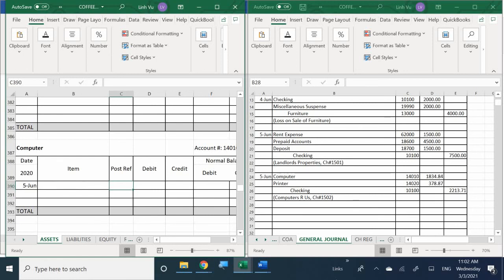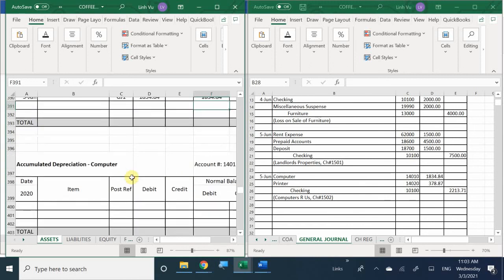So in this case, what is my post reference? We are still on general journal number 1, and we've increased our account by $1,834.84. And of course, because we're in our beginning amounts in our account balances, we're going to have a debit balance of $1,834.84.